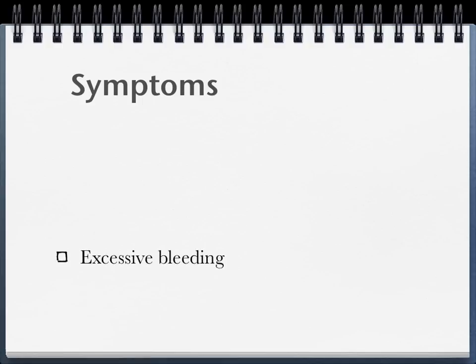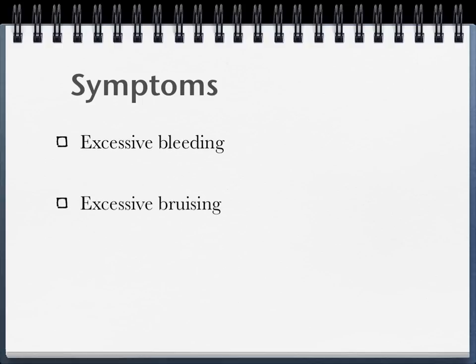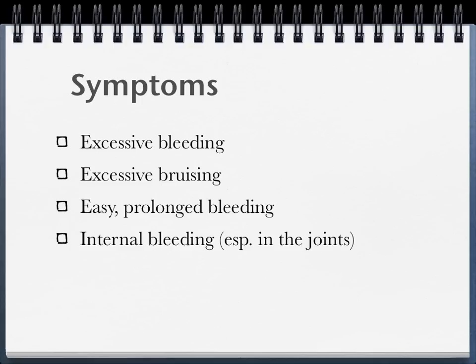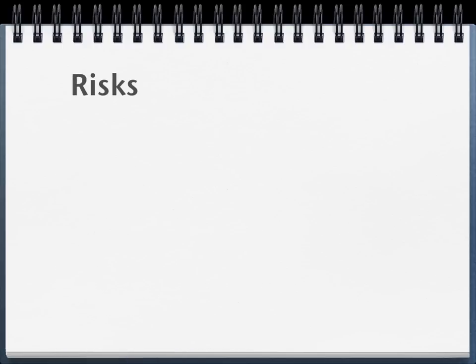Symptoms of hemophilia include excessive bleeding, excessive bruising, easy and prolonged bleeding, internal bleeding, especially in the joints, also in adjacent muscles and the gastrointestinal tract, prolonged nose bleeding, and vomiting blood.